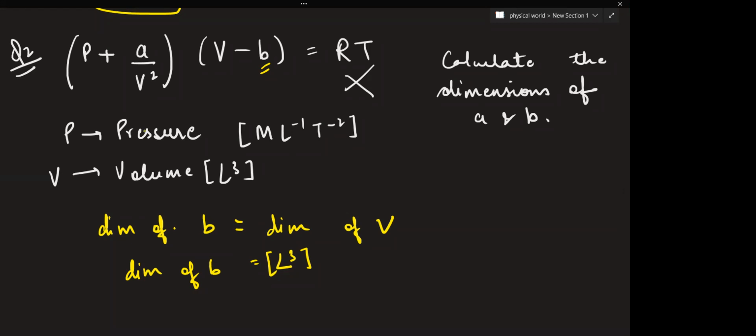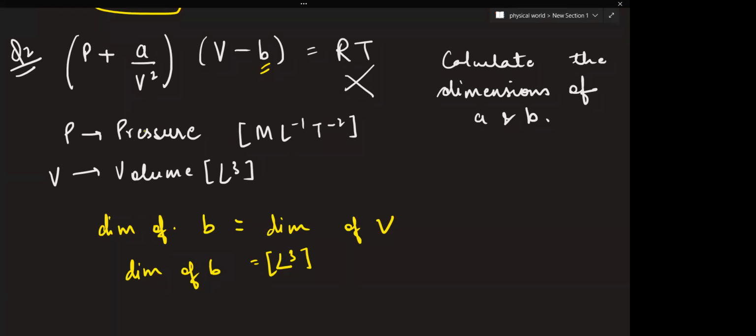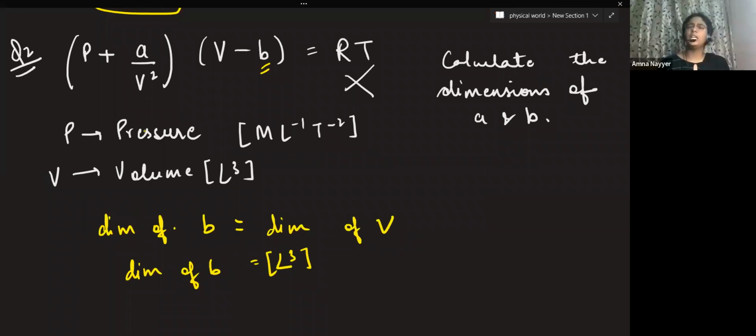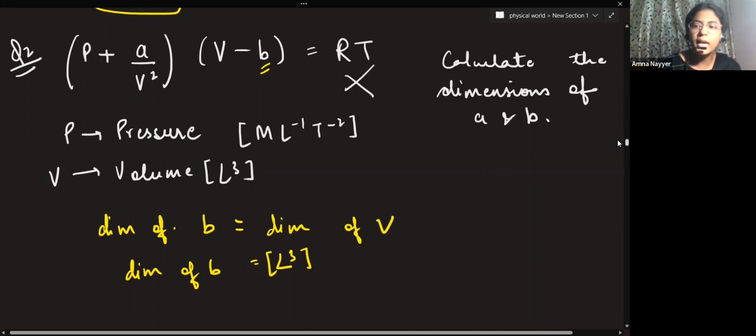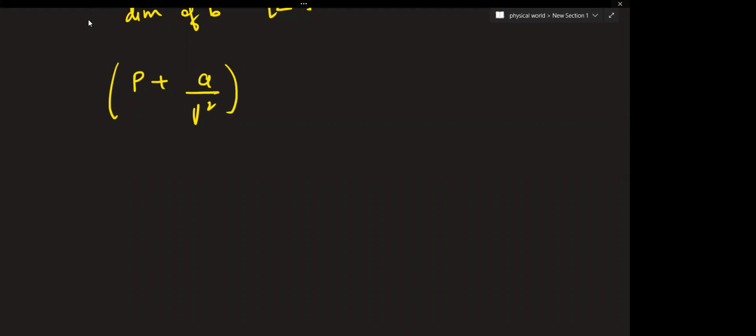Ma'am, it'll be the dimensional formula for P plus 1 by the dimensional formula for V. Okay, a little closer. I'll help you. See, what do we have? We have the first term as P plus A by V square. Yes, agreed. This is your formula, and this is V square.